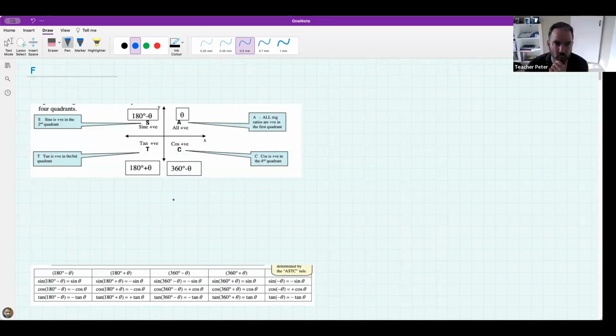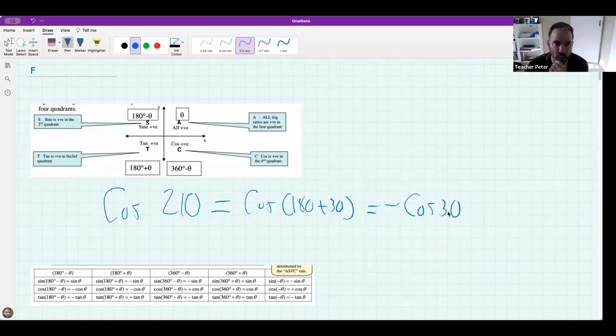cos of 210. So an example of a thing that we did on Monday was we could say, look, cos 210 is in quadrant 3, and we can rewrite this as 180 plus 30, because it's in quadrant 3, and all quadrant 3 angles have that format. And what's more, cos is negative in that quadrant, so we can write that as negative cos 30.